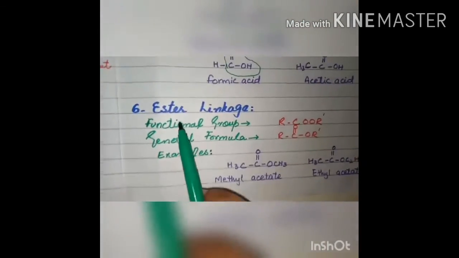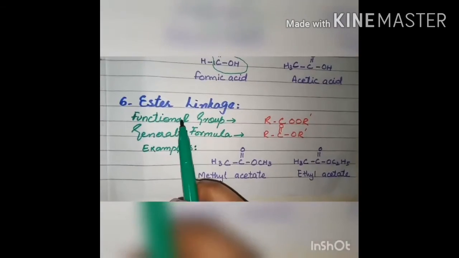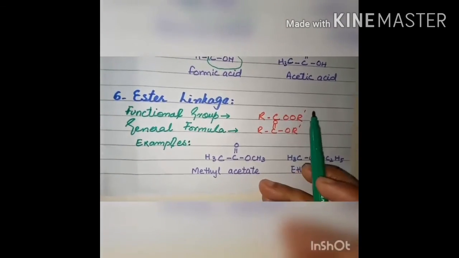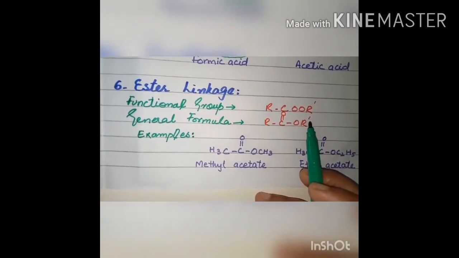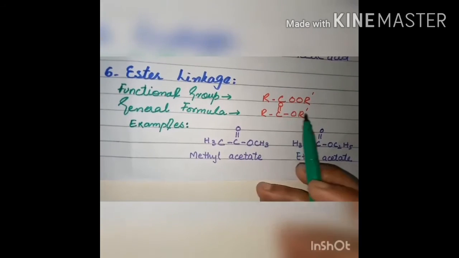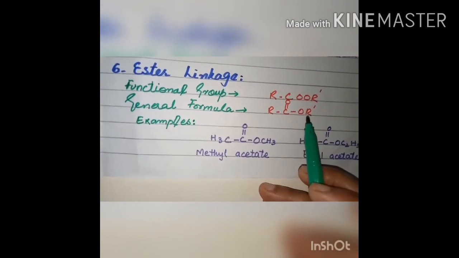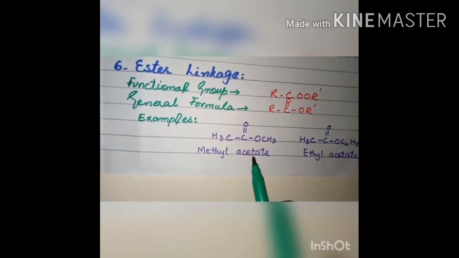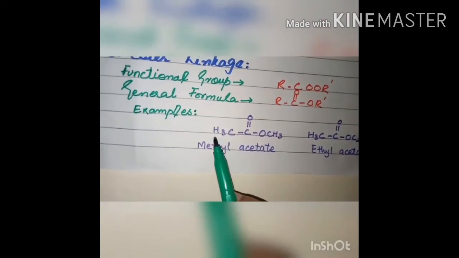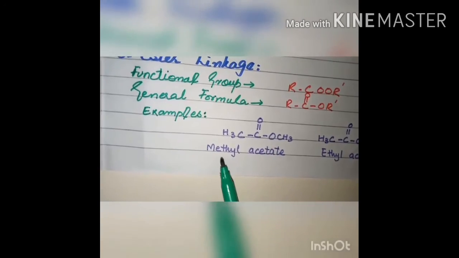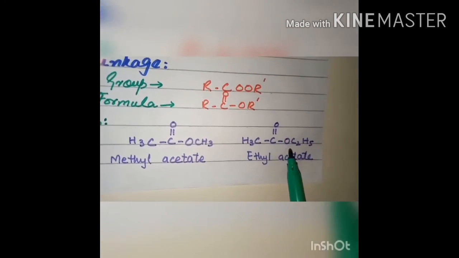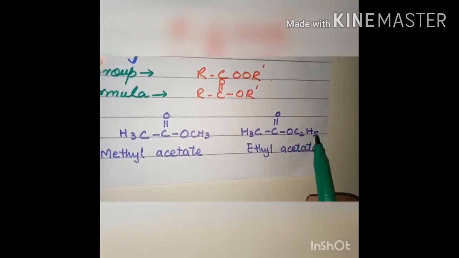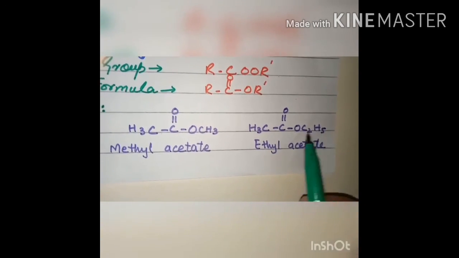The next one is the ester linkage. For ester linkage, the functional group is RCOOR prime. The general formula for this is R, C double bond O, OR prime. Again these R and R prime may be the same or different. If these are the same, like in this example of methyl acetate, CH3 and CH3 with the ester group, it is methyl acetate. Here both the radicals are different: CH3, C double bond O, O, C2H5, so its name is ethyl acetate.